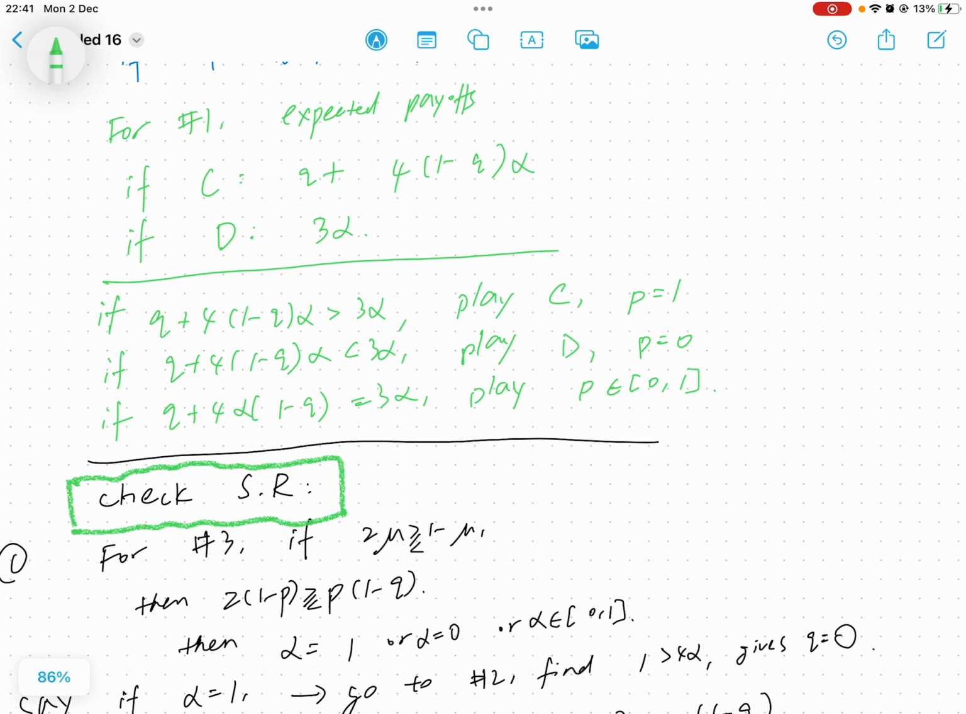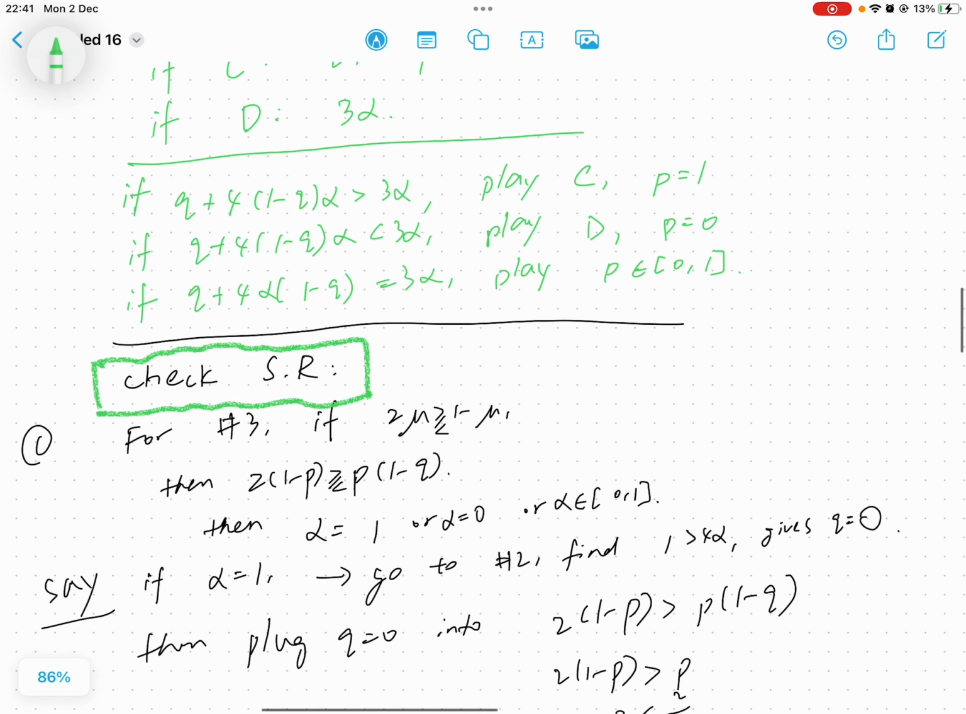If the former one is bigger, then player 1 plays C, which means that P equals 1. If it is less than the second, then player 1 plays D and P is 0. If they are equal, then player 1 plays anything, so P is between 0 and 1. Then we have all those behavioral strategies and all those different cases. Now we could combine all those cases and start to check the sequential rationality.